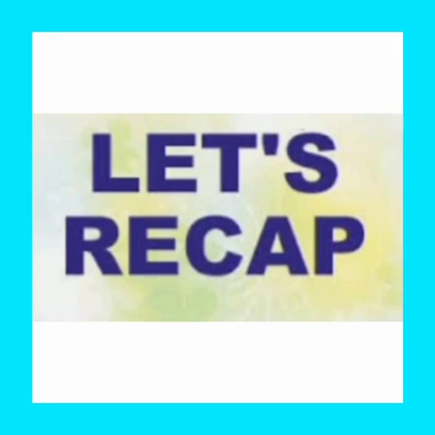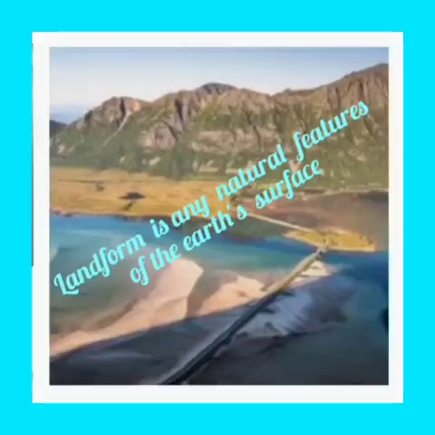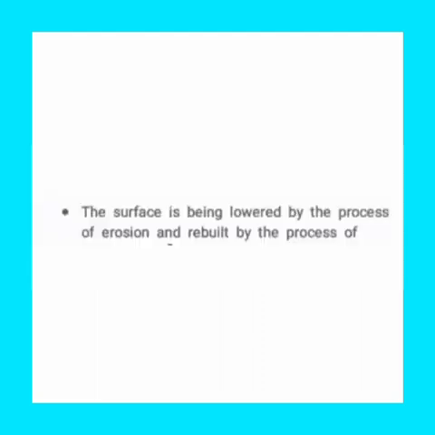Let us recap the session. In today's class, first we have learned what is a landform. A landform is any natural feature of the earth's surface. Then erosion and deposition. The wearing away of the earth's surface is called erosion. The surface is being lowered by the process of erosion and rebuilt by the process of deposition.